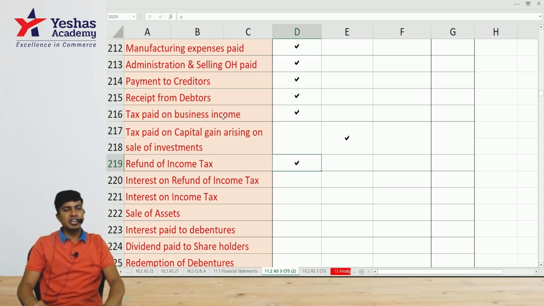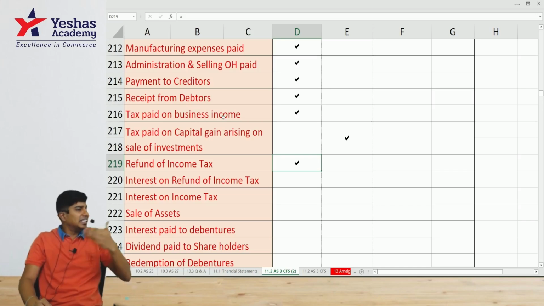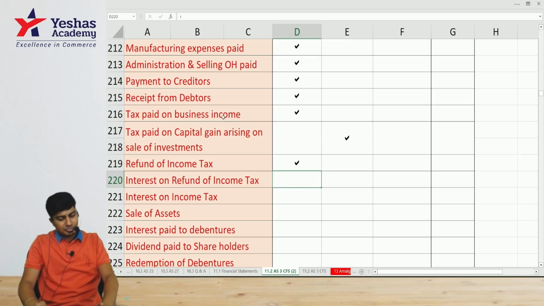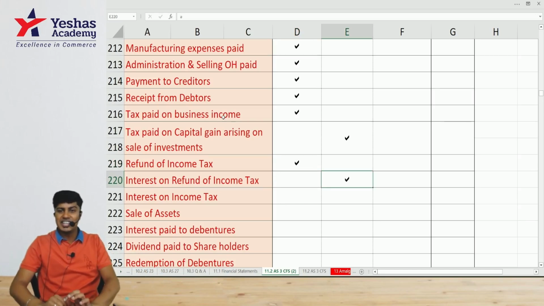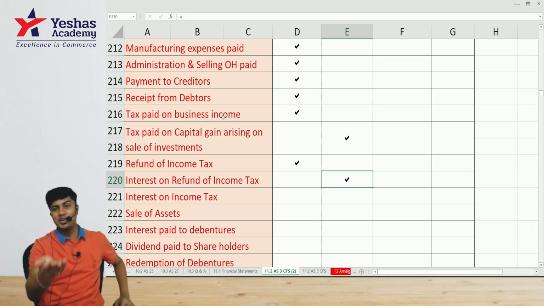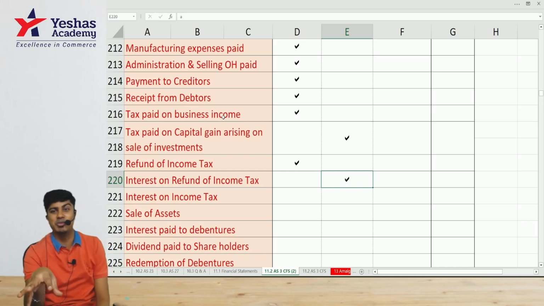Interest on refund of income tax. Sir, interest means you paid extra, and the government took time to give the refund, so they'll give you with interest. Don't expect too much interest. Will that be operating, investing or financing? It is actually considered as investing. Why? You have given extra money to the government, like an investment you made in the government.